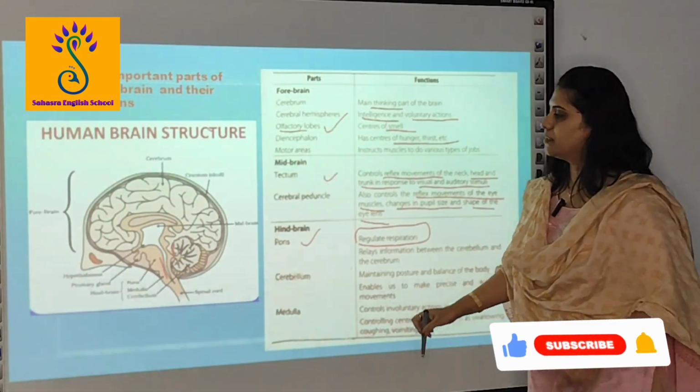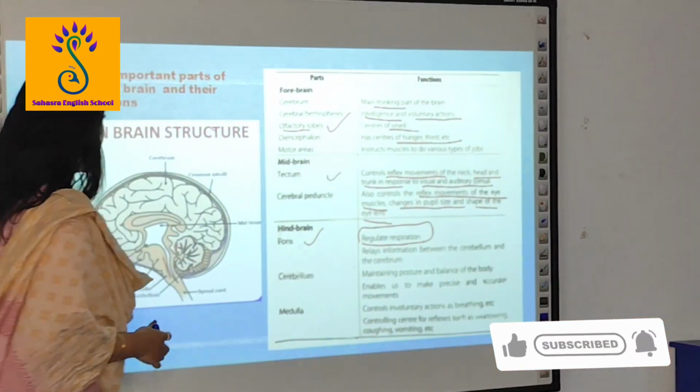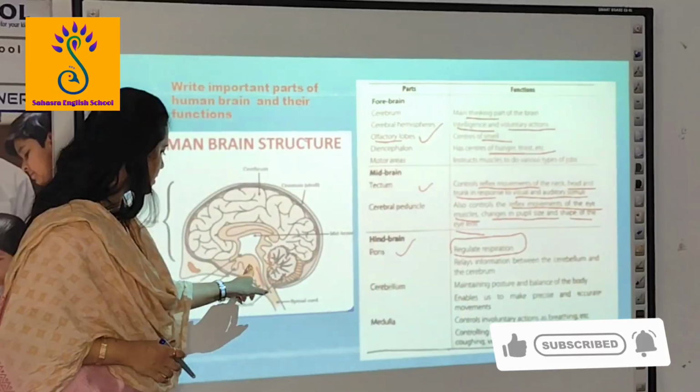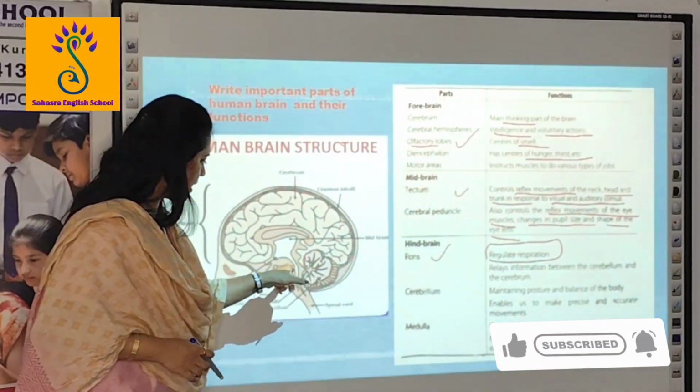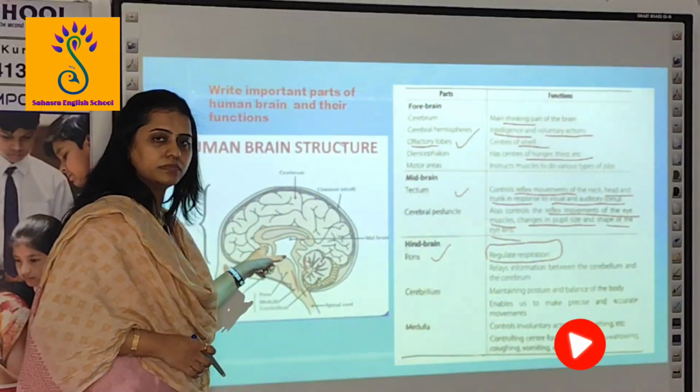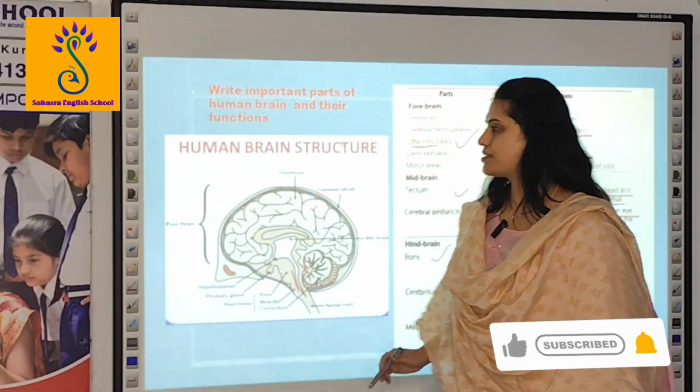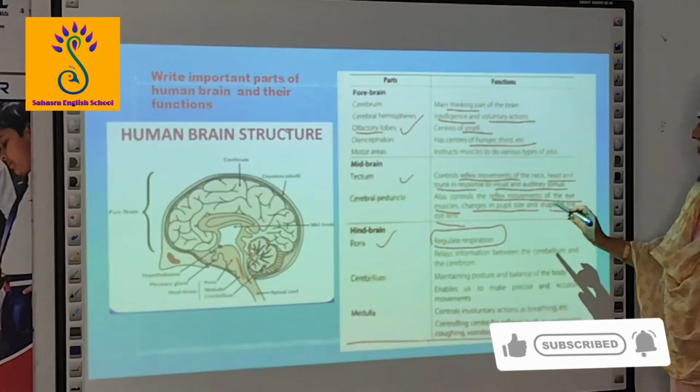I think I am clear here, because this is pons. It relays information between cerebellum, this is cerebellum, and this is cerebrum. Okay, that is pons. Pons regulates respiration.